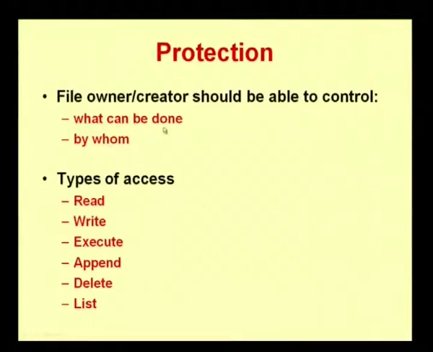So what are the possible accesses? We have read access, write access, execute access, append access, delete access and list access. So these are the accesses that are possible in a file system. Then let us now see how these accesses work under a Windows XP environment.